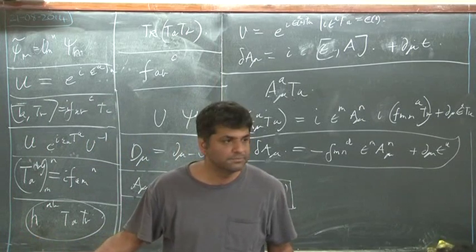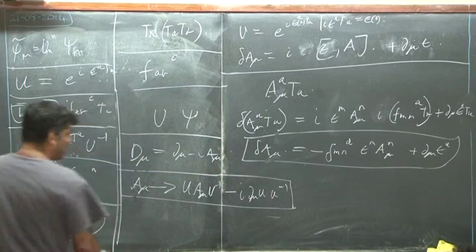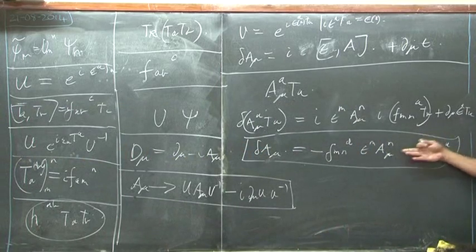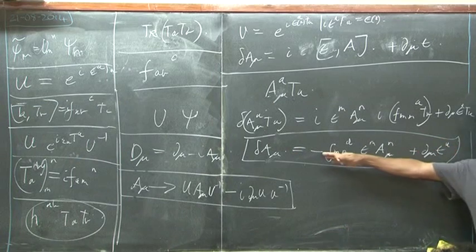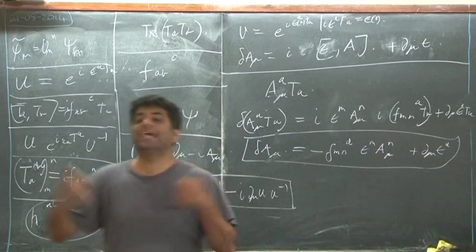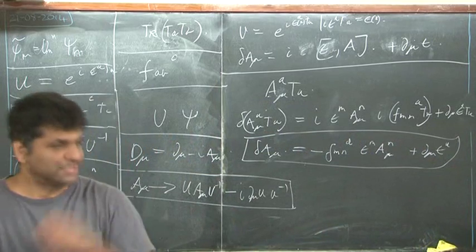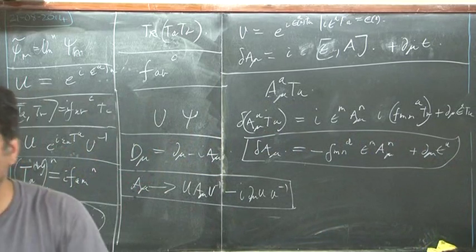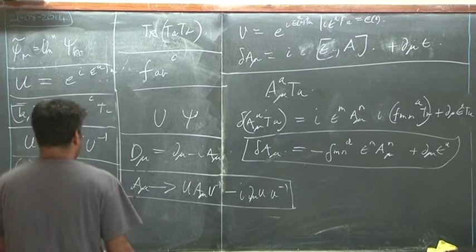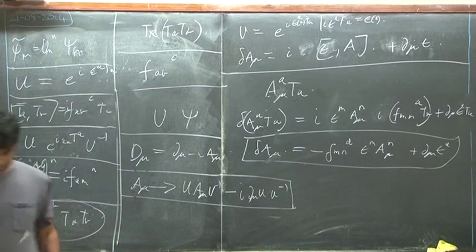Is this clear? Now you'll notice in particular that this transformation law for constant epsilons is the adjoint transformation. So this tells you that the gauge field transforms in the adjoint representation, at least as far as constant, space-independent gauge transformations are concerned.